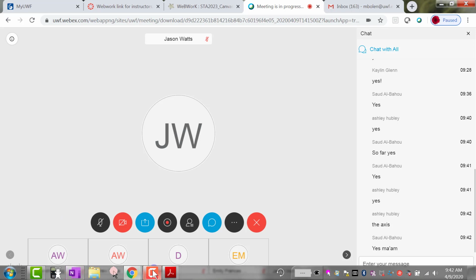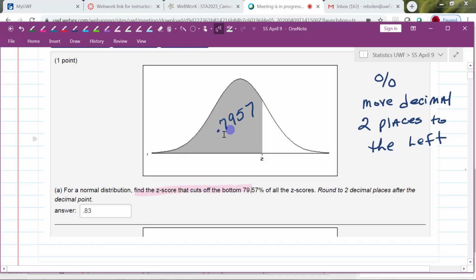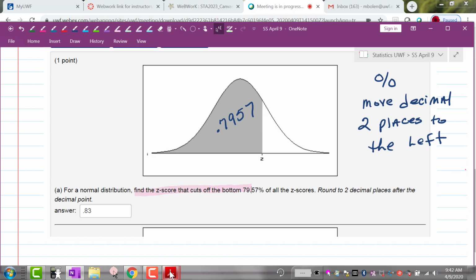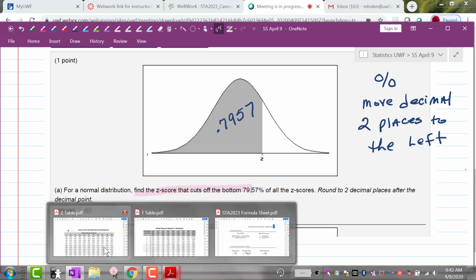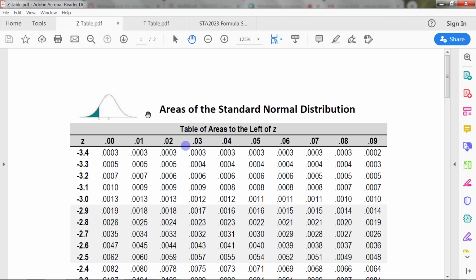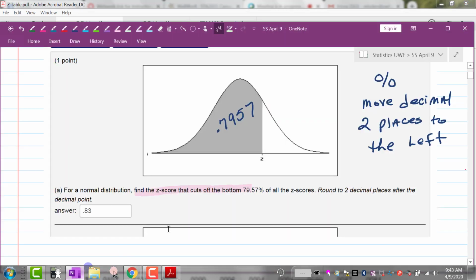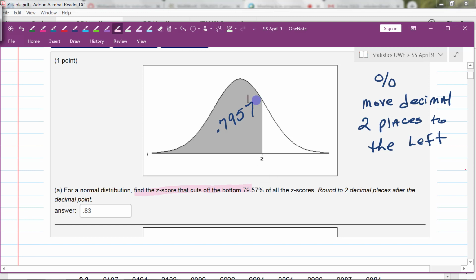So now we're going to open up. Let's go back. What we're going to do is find the z-score that goes on the axis down here that corresponds to 0.7957 area under the curve to the left. That's in the gray area. So now we bring up our tables, 79.57. Notice that your tables are set up where they give the area to the left. But when we go back and we look at this, do you see that this number right here is greater than 0.5?